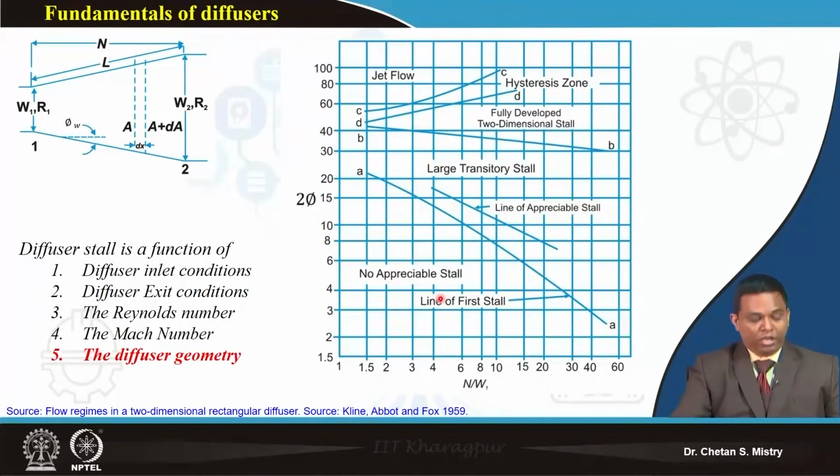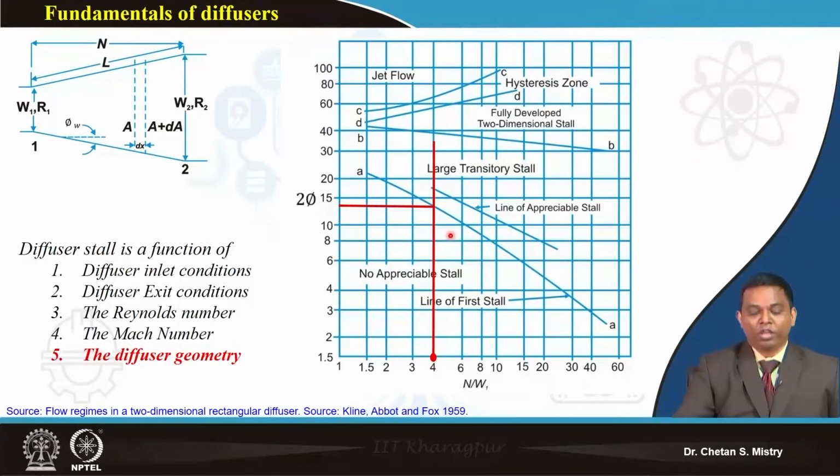Okay, so here if you look at, as we have discussed, let me go selectively. Let's say we are selecting my N by W1 as, say, 4, and if I am extending that on my y-axis, that's what is giving me my divergence angle. What it says is, if I have my divergence angle less than 14 degrees, I will not have any stall. That's what is happening, and that's my requirement.